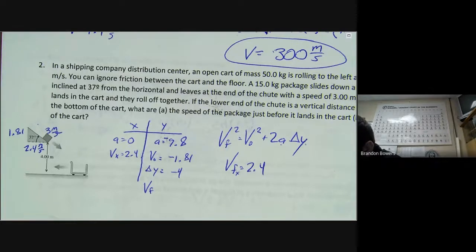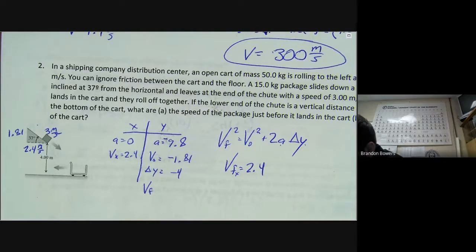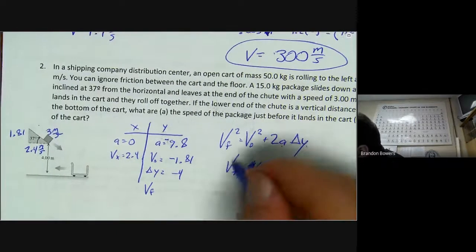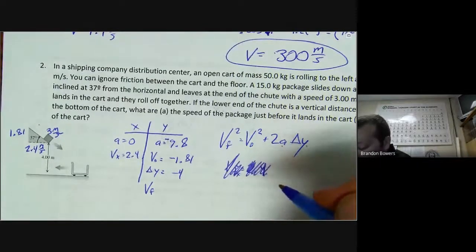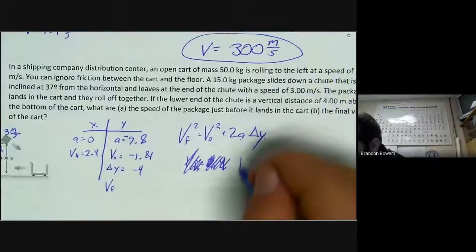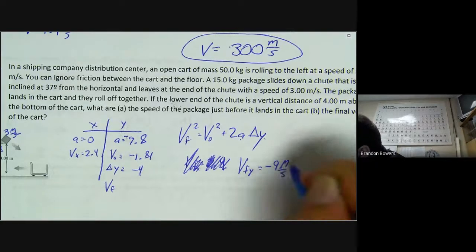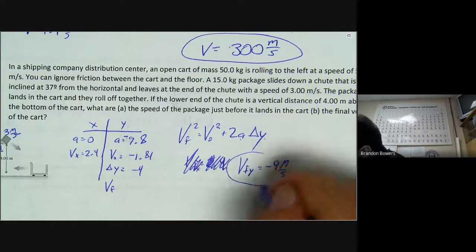Or, hold on. No, I didn't. That's my bad, I'm getting confused. We've done this for a minute. So velocity final in the y direction, I got negative 9 meters per second. So that's velocity final in the y.